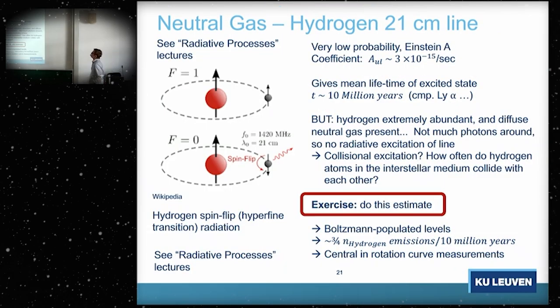And here is a little bit of an overview. This is repetition, so I refer to my radiative processes lectures and the corresponding material there. This is the hydrogen 21 centimeter line. We know, though, that it has a very low transition probability. But since there's so much hydrogen around, we actually still get some detections. I inserted a little exercise, an estimate that we can do to remind ourselves of these properties, until next week. Okay.